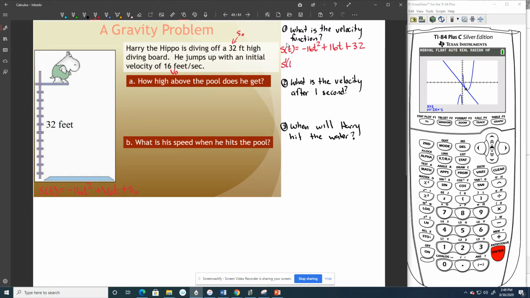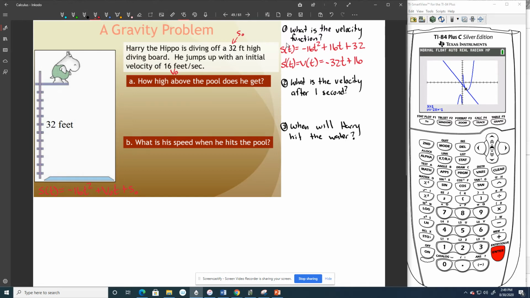So S prime, remember that equals velocity. So I need to take my derivative of this function. So I drop the 2 down and I get negative 32t. And my plus 16t just becomes plus 16. So this is my velocity function right here.